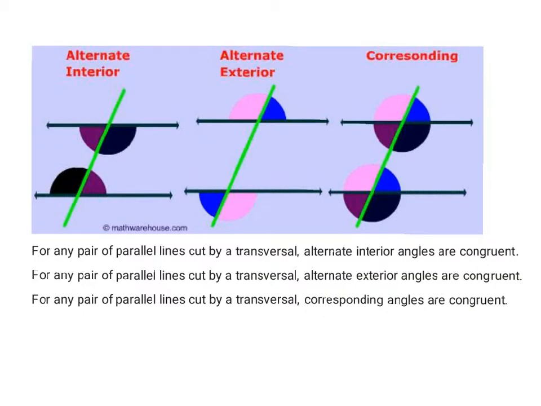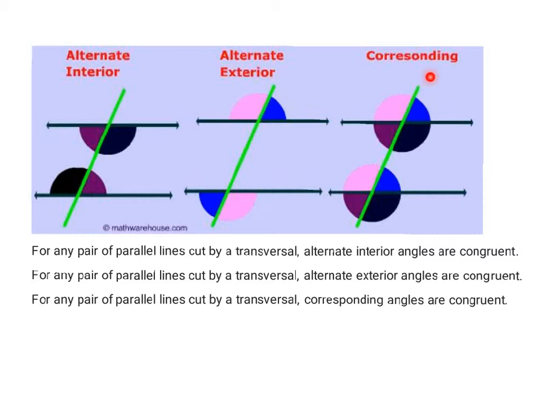The other 3 pairs are alternate interior, alternate exterior, and corresponding. And so when you have the parallel lines and the transversal, all 3 of these pairs are going to be congruent. So we have vertical angles that are congruent, and then we have alternate interior, alternate exterior, and corresponding pairs that are congruent. And then the linear pairs are supplementary.